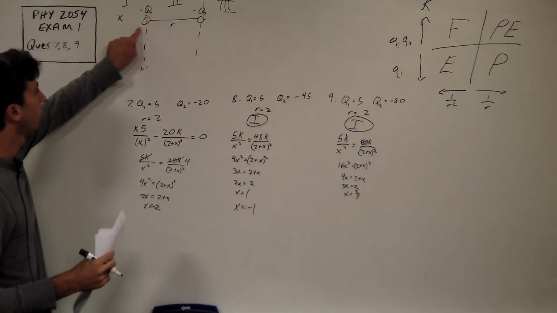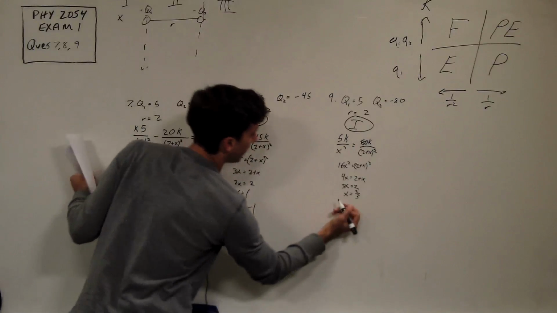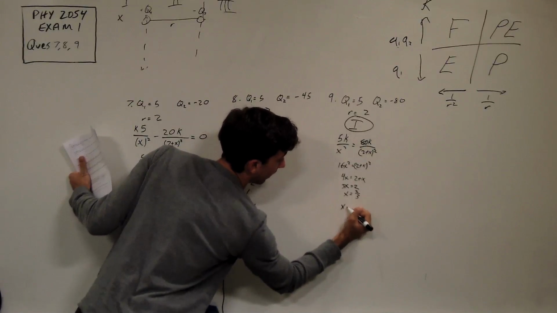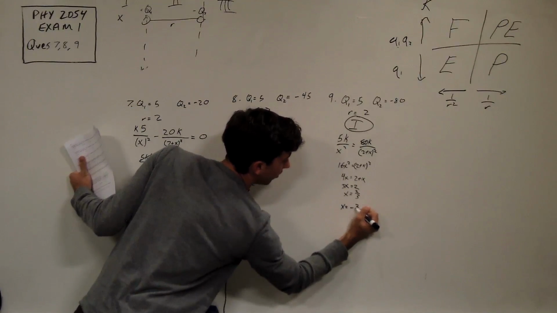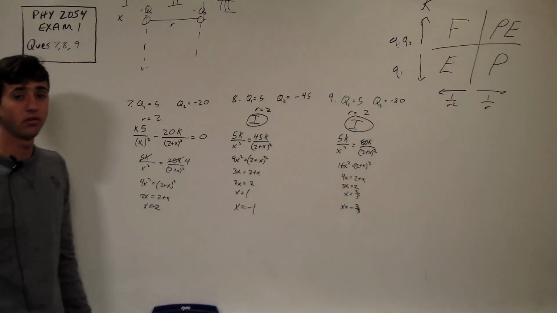But once again, with respect to this point, which is said to be 0, it's to the left, so it'll be negative. So x equals minus 2/3. And that is how you solve this type of problem.